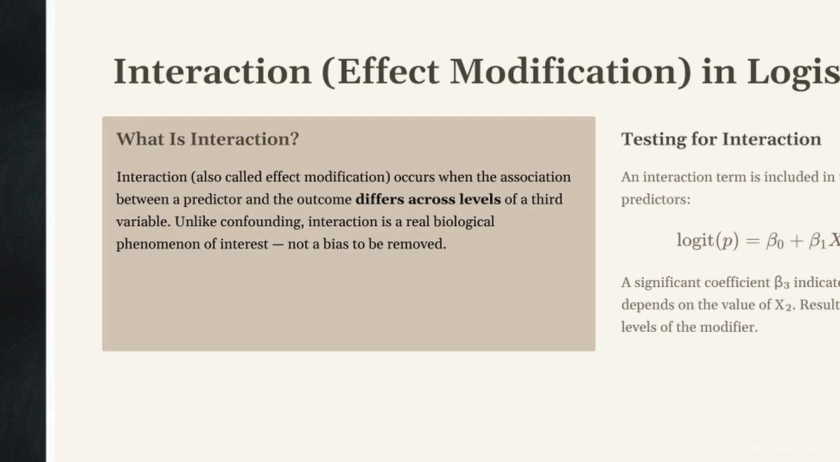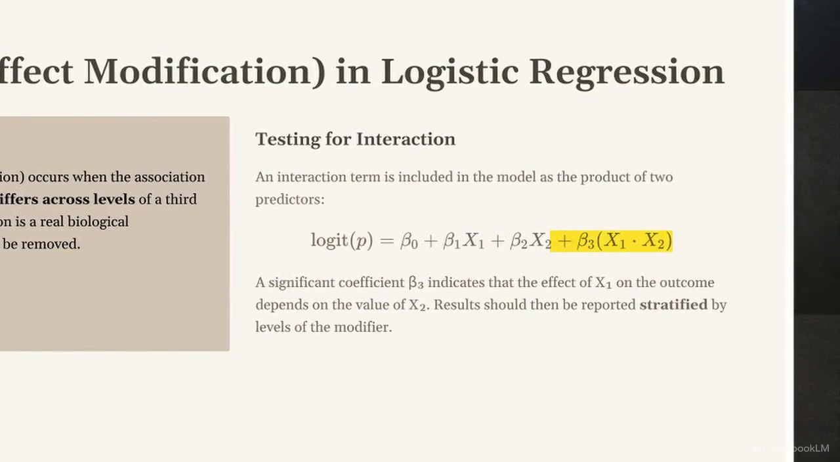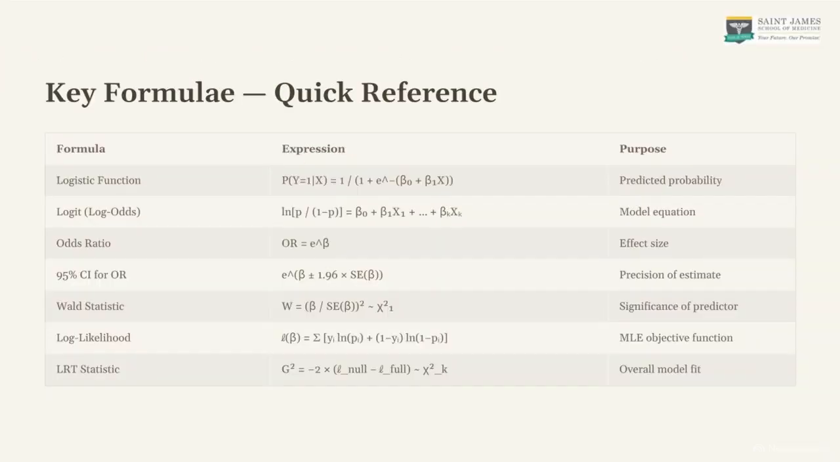In biology, variables rarely operate in isolation. The effect of one predictor often depends on another, a dynamic called interaction. To account for this, we multiply the two variables together as a new term, forcing the model to adjust the slope. The analytical workflow follows a strict sequence.